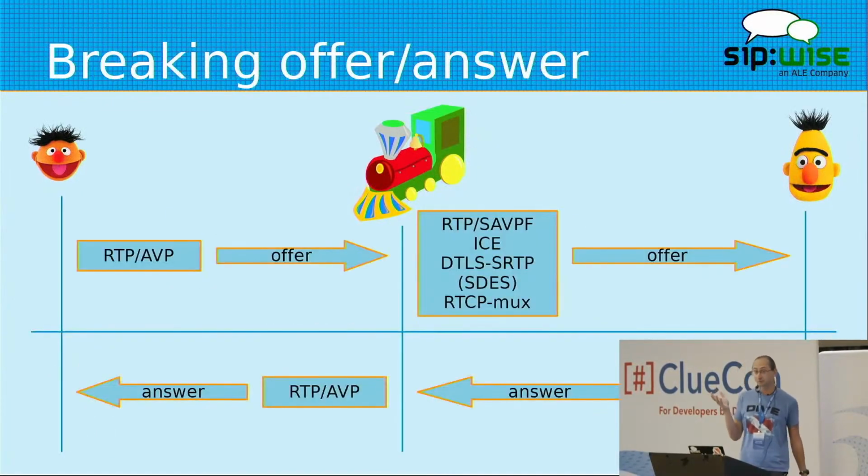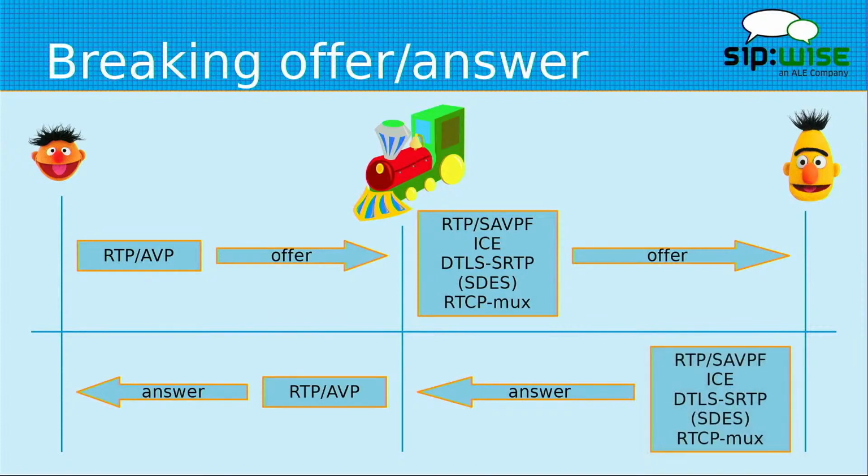The next thing we wanted to do is talk to the WebRTC world. In order to do this, we had to implement a number of features like SRTP, ICE, RTC multiplexing. And in order to support this, we had to kind of break the offer-answer model. Now, I'd like to think this is break as in breaking up, not break, but we can talk about this.